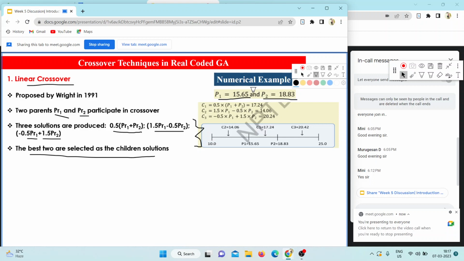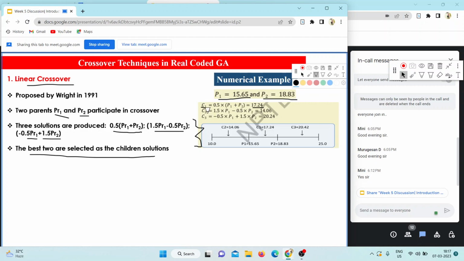So parents are 15.65 and 18.83, and the first child we get by this formula 0.5 P1 plus 0.5 P2. If you do that, you will get 17.24. Similarly, how will you get C2? C2 you will get by 1.5 parent 1 minus 0.5 parent 2. Do the calculation, you will get 14.06. And third, minus 0.5 P1 plus 1.5 P2, you will do, and you will get 20.24.